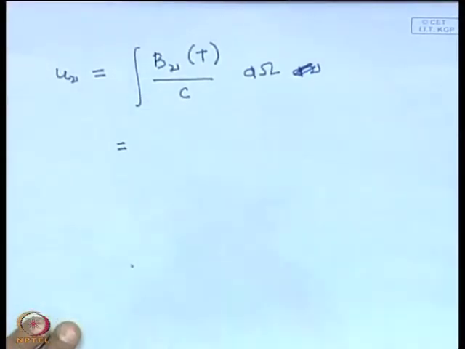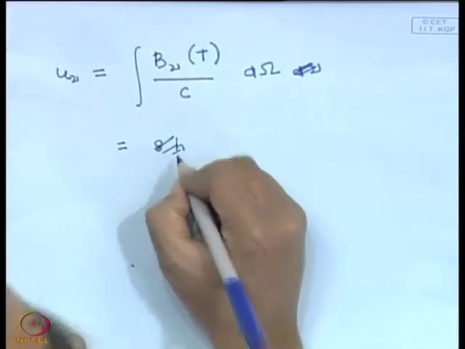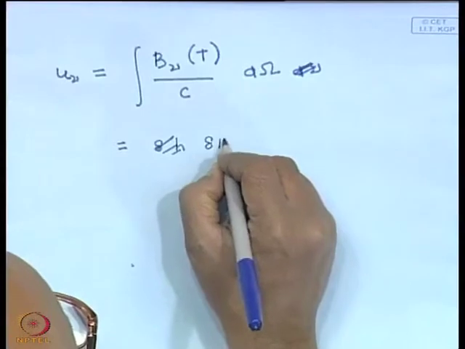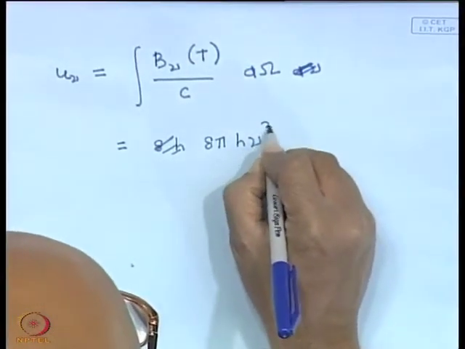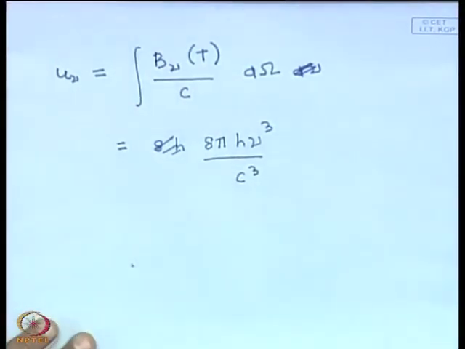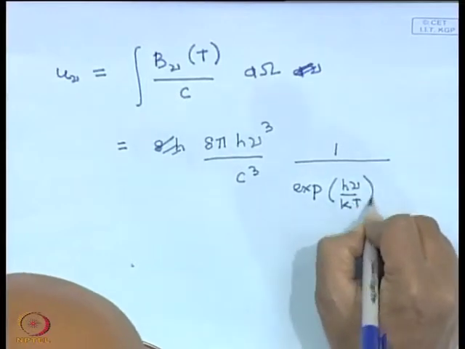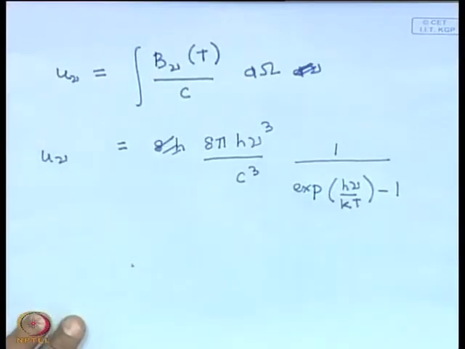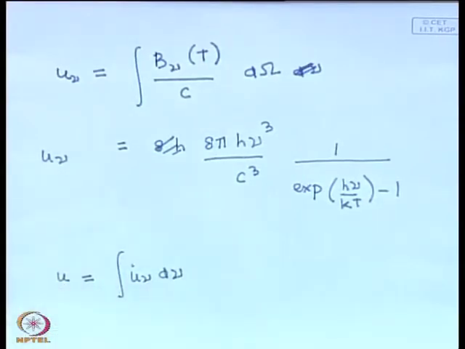So, how much is this equal to? Let me write it down. This is equal to 8 pi, since I am just multiplying this with 4 pi, and here I have h nu cube by c cube into 1 by exponential h nu by k T minus 1. So, this is the energy density at a frequency nu in the black body spectrum, and to calculate the total energy density integrated over all frequencies, I have to integrate this over all frequencies. To do that, it is convenient to introduce a new variable. Let us call that variable x.